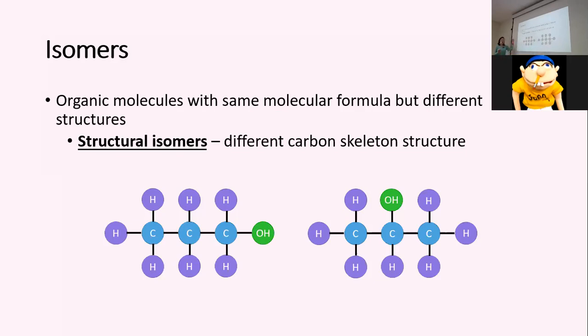So we've got the same number of all our different kinds of atoms here, but in this molecule, the OH group is on carbon 3. And in this one, the OH group is on carbon 2. So the same pieces are there, but they're in different places. Specifically, they're attached to different carbons. Here are my hydroxyls on carbon 3. Here are my hydroxyls on carbon 2. So that is a structural isomer. The carbon skeleton structure is different. We've attached different groups to different carbons.